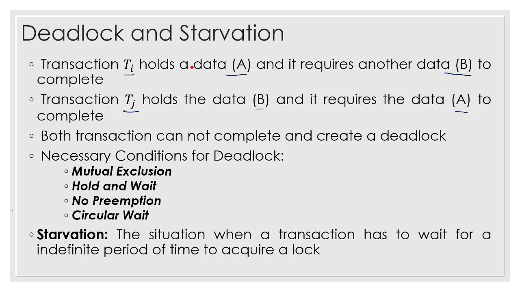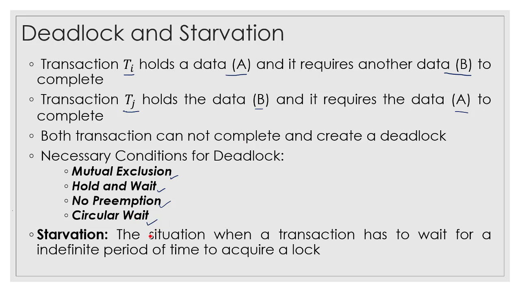So there are four necessary conditions for a deadlock to happen. One is mutual exclusion. The second one is hold and wait. The third one is no preemption, and the fourth one is circular wait. Hold and wait we have already discussed. Mutual exclusion means there is only one instance of the data item. Obviously, in this case, there is only one instance of data item A and data item B. And no preemption means no transaction can hamper the other transaction and complete its job.